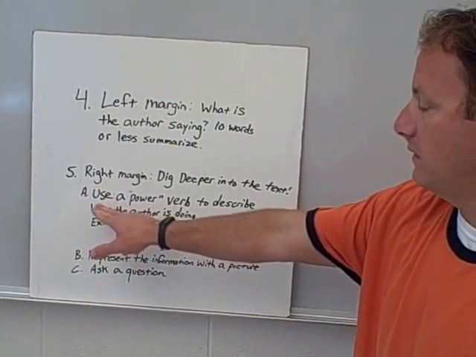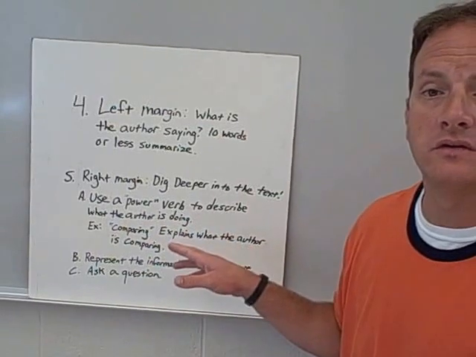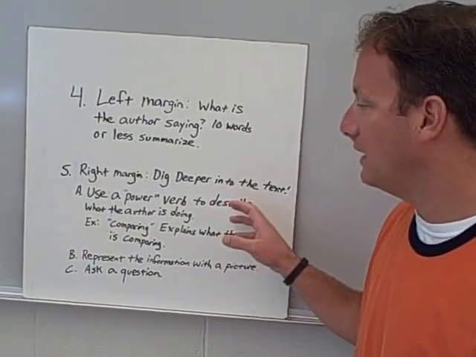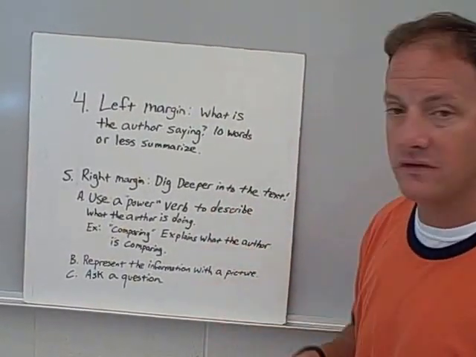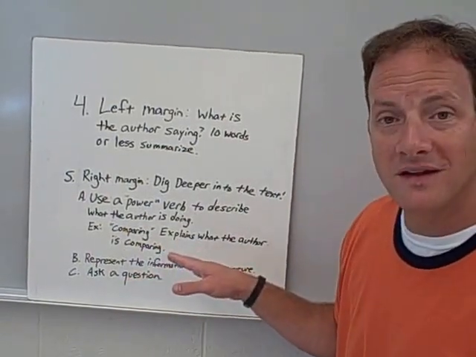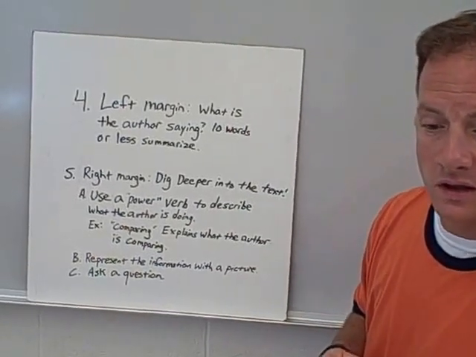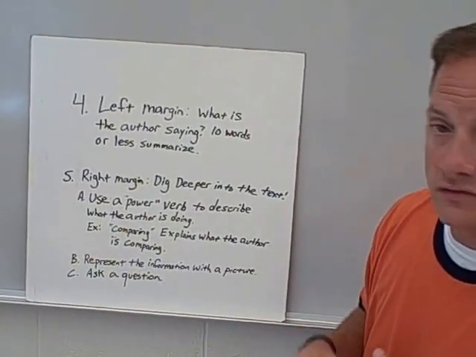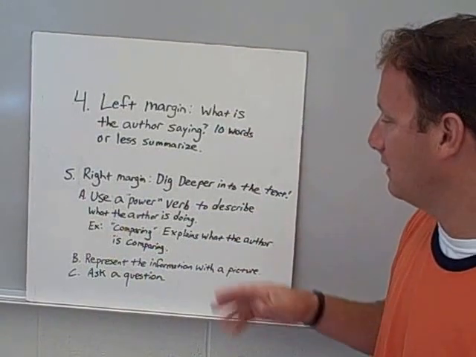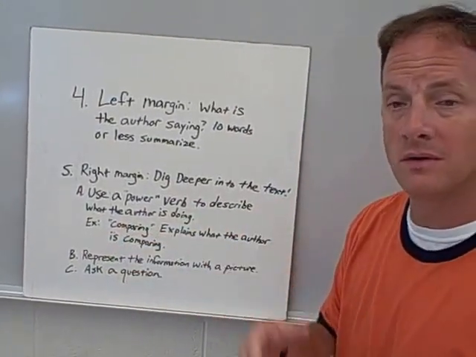The first thing you do is use a power verb to describe what the author is doing, okay? So after you've read that paragraph, you're going to ask yourself, well, what's the author doing here? Is he or she comparing something? Are they contrasting something? Are they telling us how they are different? Are they describing something for us? And you're going to write just those 1 or 2 little words there to help you remember, well, this is what's happening here.